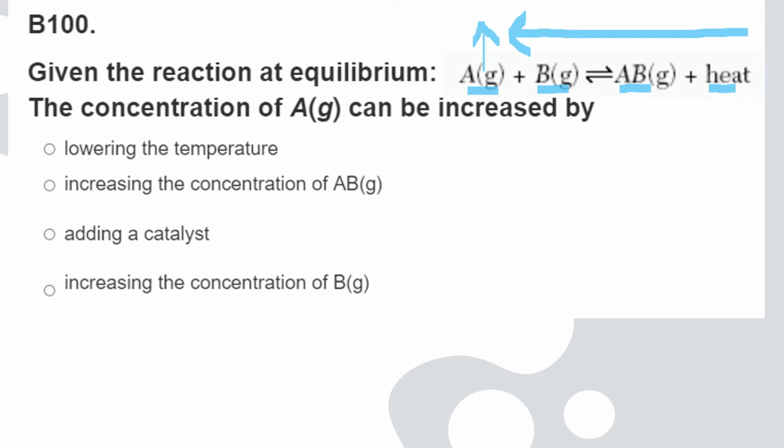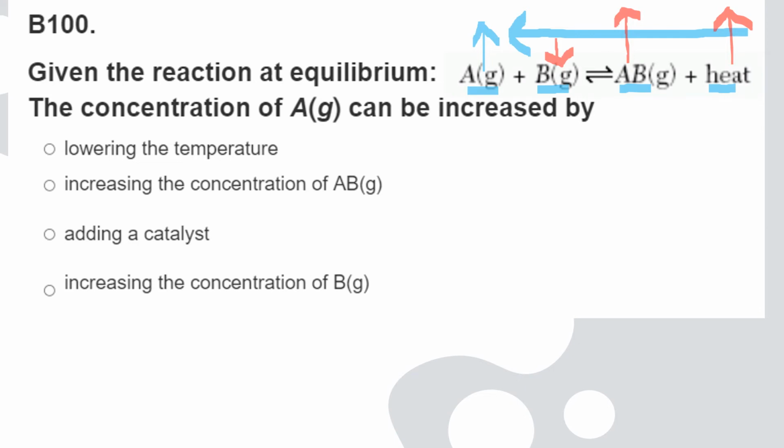So how could I make that happen? Well, before I even look at my answers down here, let's look at the equation. So how could I make the reaction shift this way? Well, I could increase this, shifts away. I could increase this, it shifts away. Or I could decrease this, shifts away. I don't really want to change A because that's what I'm trying to change in the whole scheme of things, right?